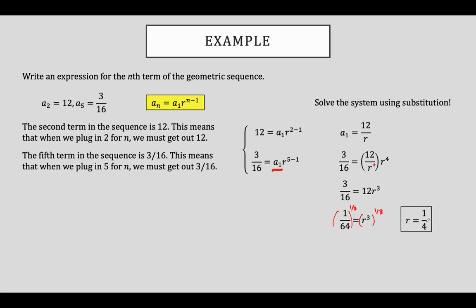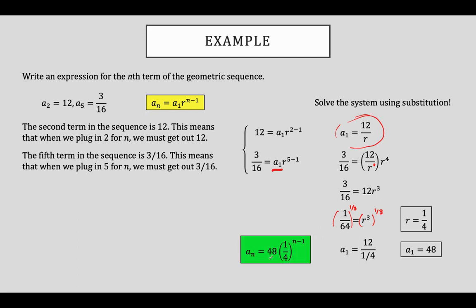And now that we know r, we can back substitute it into this equation right here to solve for a1. a1 is equal to 12 divided by 1/4. Well, dividing by a fourth is the same as multiplying by 4. And we get a1 is equal to 48. Now that we know a1 and r, all we have to do is plug them into our form for our geometric sequence. a subscript n equals 48 times 1/4 raised to the n minus 1. That is our expression for the nth term of the geometric sequence.